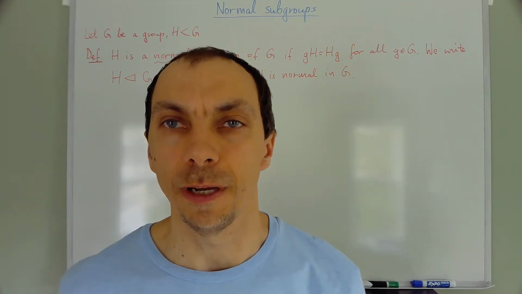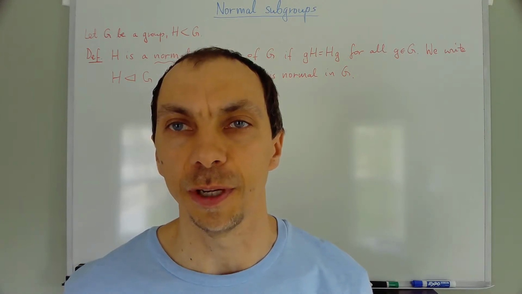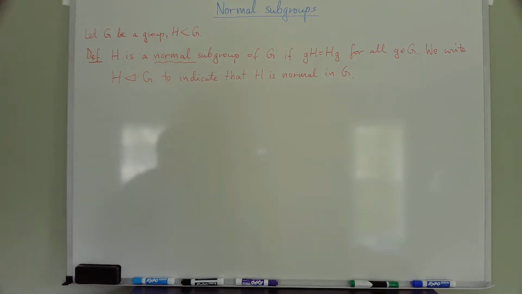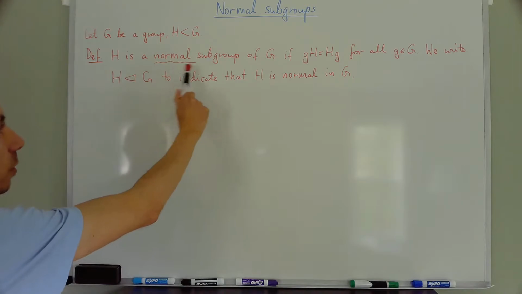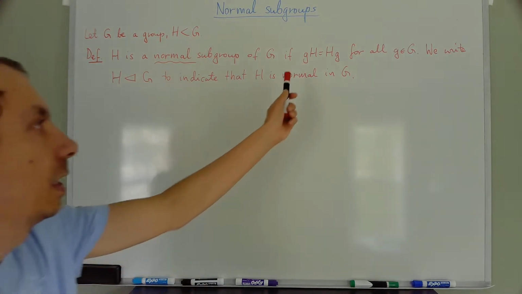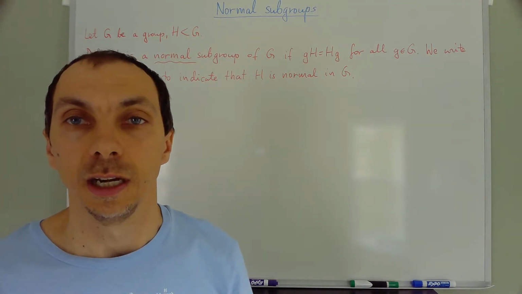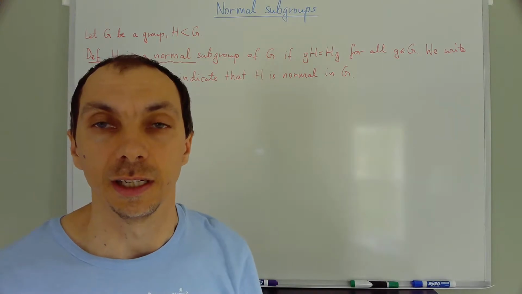In any group, by far the most important subgroups are the normal subgroups. So this is the topic for today. Let G be a group and H be a subgroup of G. Then we say that H is a normal subgroup of G if for every little g in G, the left coset of g and H is equal to the right coset.